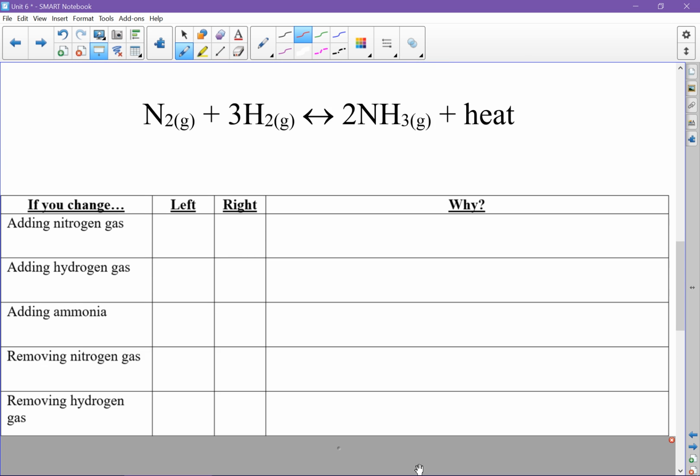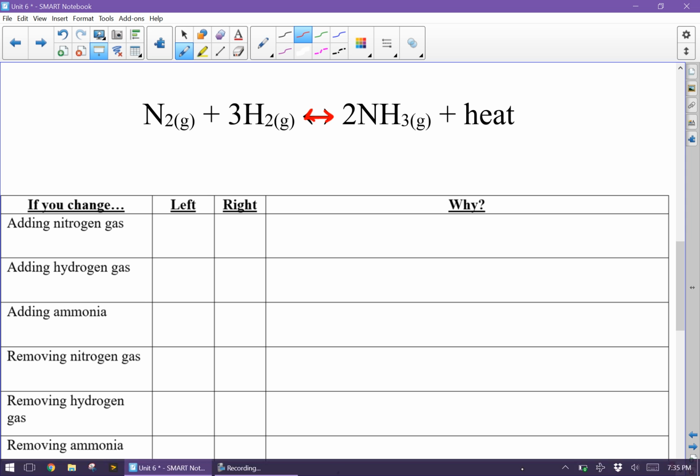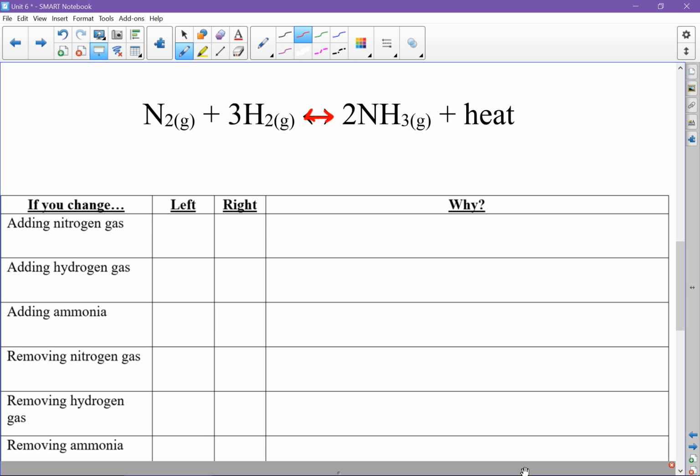This is a very common chemical reaction. Notice that it's in equilibrium because of this arrow pointing both directions. So let's talk about this reaction. Right now it is at equilibrium, but if we want to shift it a little bit, if we want to push it, then we're going to use Le Chatelier's principle and change some things. So if I add nitrogen gas, here's nitrogen gas. Whenever you add, the reaction will shift away.